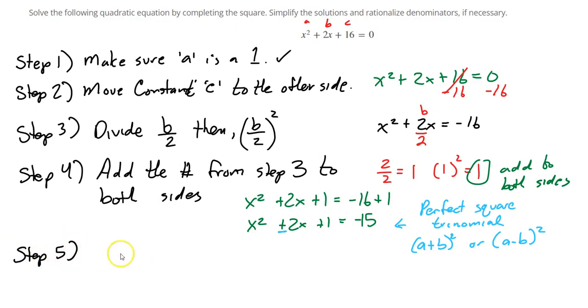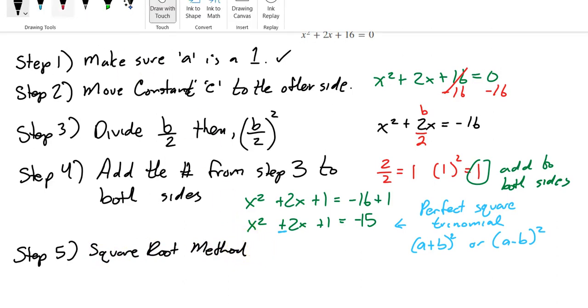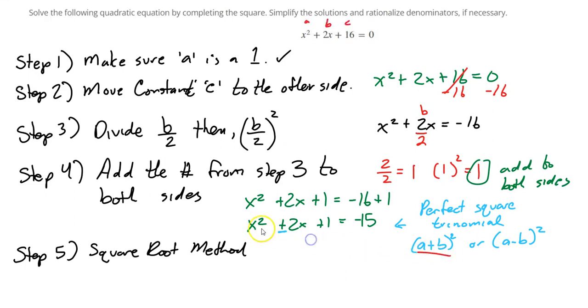Step 5, square root method. Our equation right now looks like this. We actually have x plus 1 squared equals negative 15. Well, we square root this side and we square root this side. Notice I've got a negative on the inside here. We know what happens with negatives. So continuing on, this removes the square.